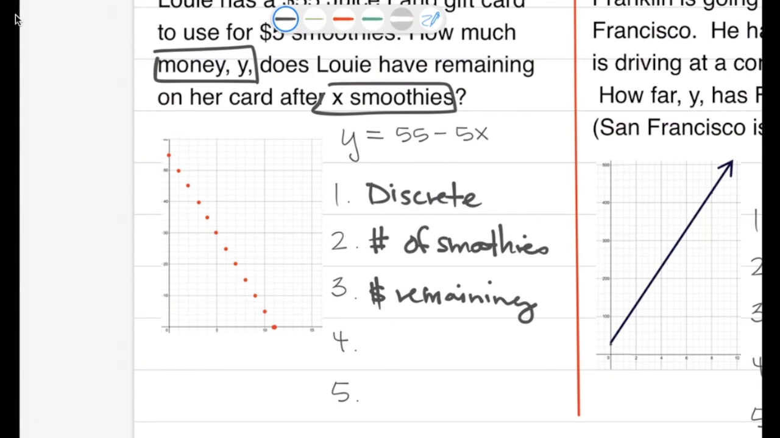All right, now let's talk about domain and range. Domain is the left and the right part of the graph. So if we were to draw a box around our data, the leftmost side of our graph is here, and the rightmost side of our graph is here.